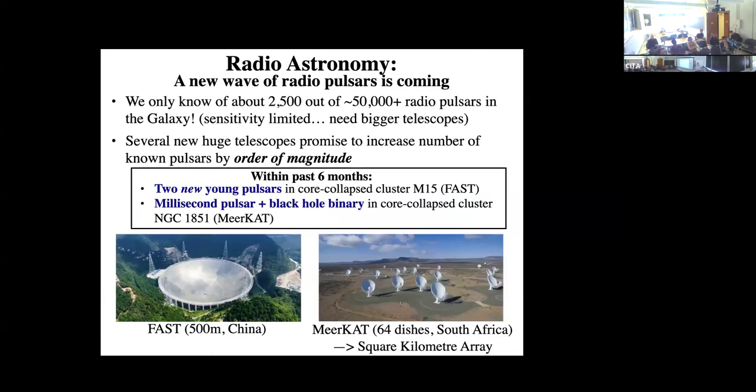And there are all sorts of reasons to be excited about radio astronomy in the context of globular clusters over the next few years. New telescopes that are very massive, really sensitive, like FAST in China and the MeerKAT array in South Africa, are going to increase the number of millisecond pulsars both in clusters and elsewhere in the Milky Way by a significant fraction. Just to give you two examples, in the past 6 months, there have been 2 additional young slow pulsars found with FAST in the Milky Way. And there's also this really cool source found with MeerKAT that's a millisecond pulsar in a binary with a black hole, a low mass black hole, which is a very exciting source for a number of reasons, also in a core collapse cluster.